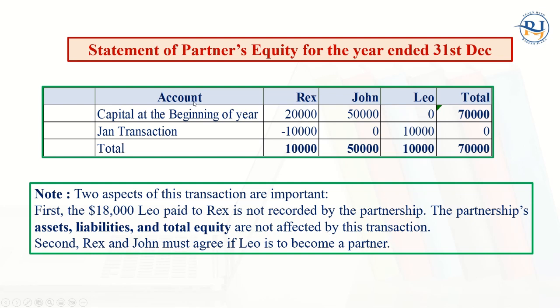As you can see, at the beginning of the year the total capital was $70,000, and at the end of the year the total capital is also $70,000. But what happened? Rex's 50% share is transferred to Leo. So 50% of 20,000 is $10,000, which is transferred to Leo, but Leo brought $18,000, $8,000 extra. It means the $8,000 will be the personal profit to Rex, but it will not be recorded. There will not be any journal entry for this, because that is an outside dealing. So this is the transaction when the new partner comes and buys the existing partner's share.